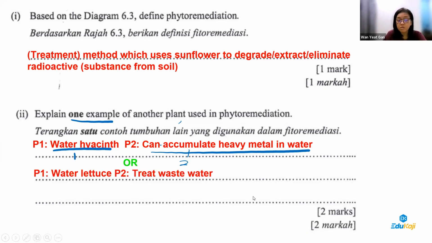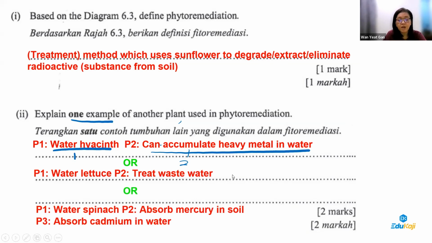Or you can say water lettuce can treat waste water, or you can say water spinach, which can absorb mercury in soil. It can also absorb cadmium. So any of these, any pair of answers.